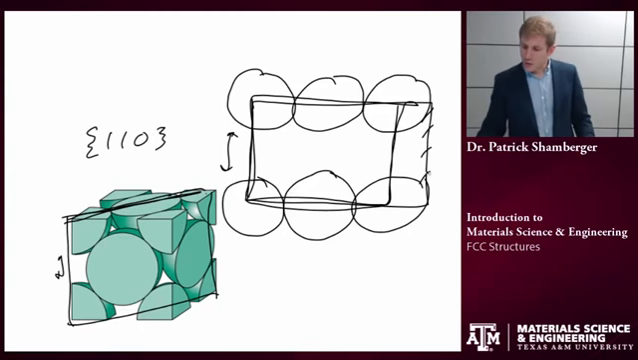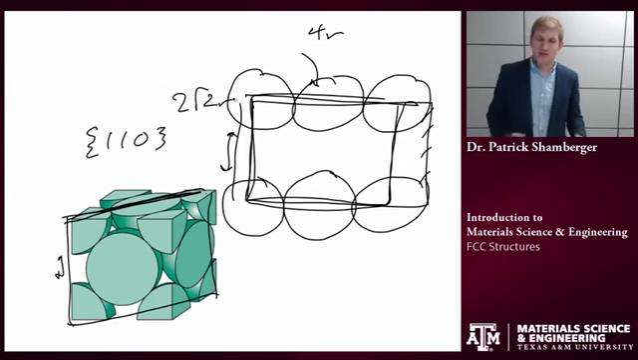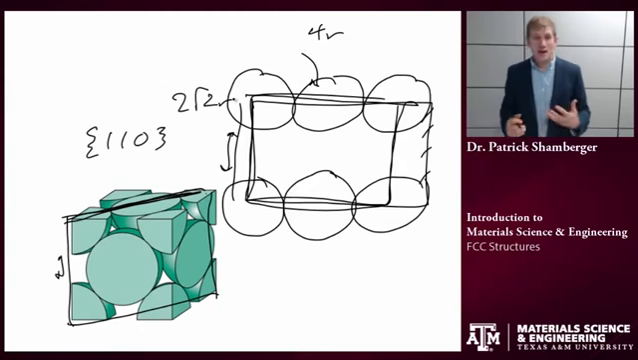So again, we could calculate the length of the plane in this direction is just 4r. The length of the plane in this direction is the same as before, so that's 2 square root of 2r. And so I could count the number of atoms and calculate planar densities.